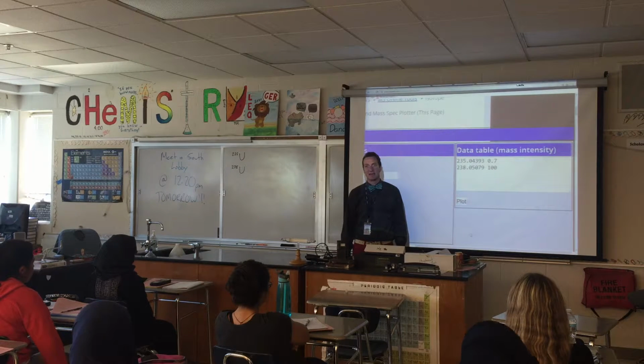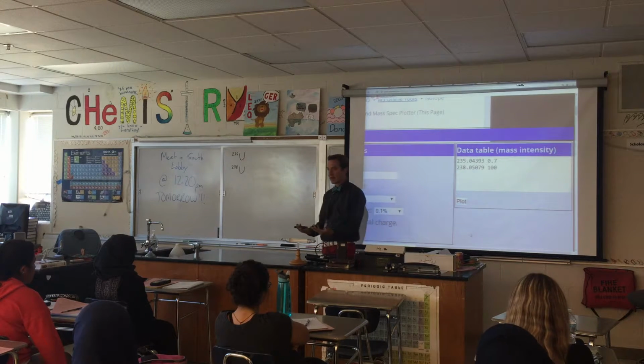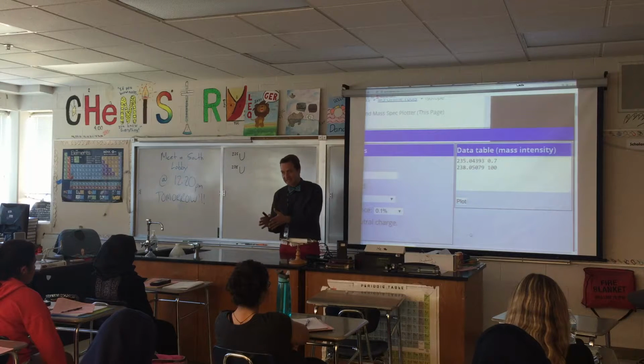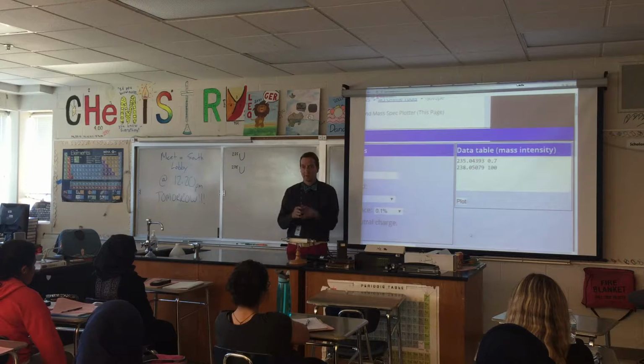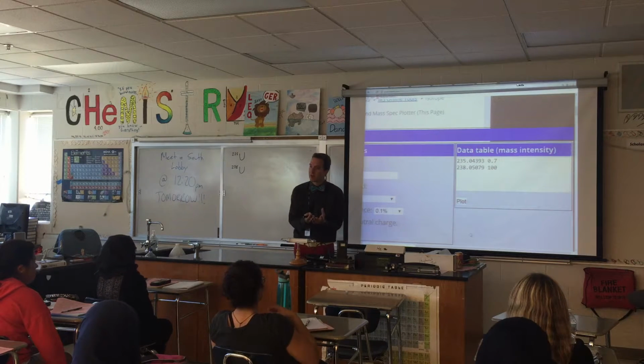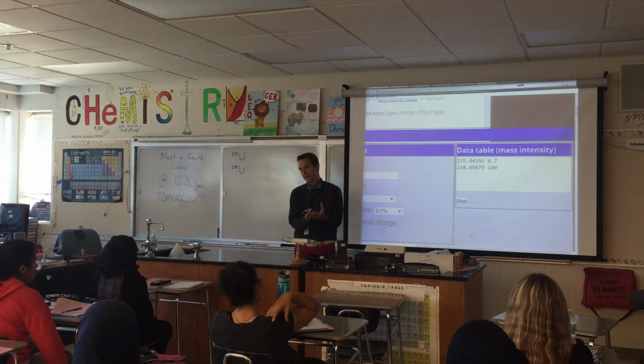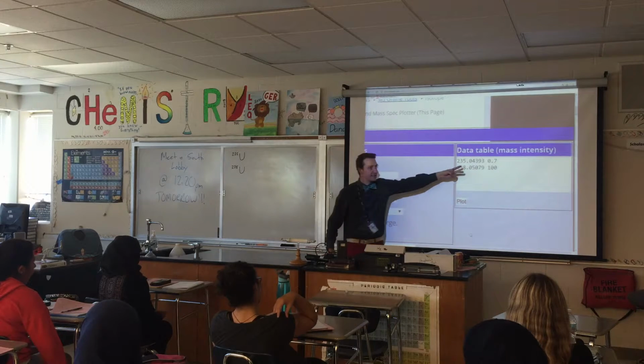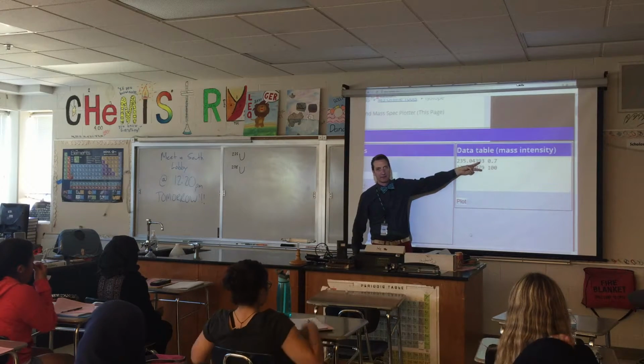It's called percent abundance. You guys remember hearing that term? So if we have multiple isotopes for an element, we can say what percentage abundant each isotope is. What percentage of all the atoms of uranium are uranium-235? What percentage of all the atoms of uranium are uranium-238? Now we can't just use these numbers. Why not?